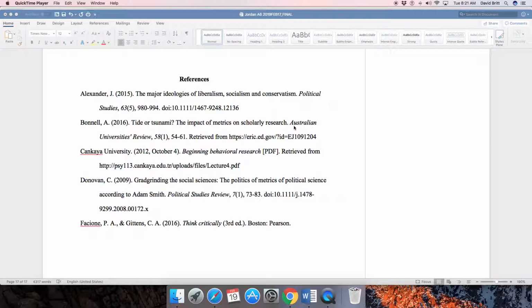So what you will have to do is take Australian Universities Review, do a Google search for it, find where the home page is, and then use that as your retrieved from information going forward, okay? So this will be the second most frequently used reference formatting that you have. So this would be a journal article that does not have a DOI, all right?